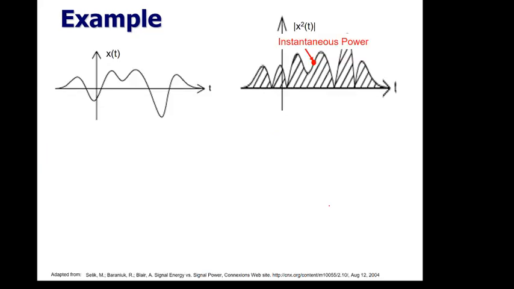Now, how do we use this to distinguish two kinds of signals? Well, here's our first example again.